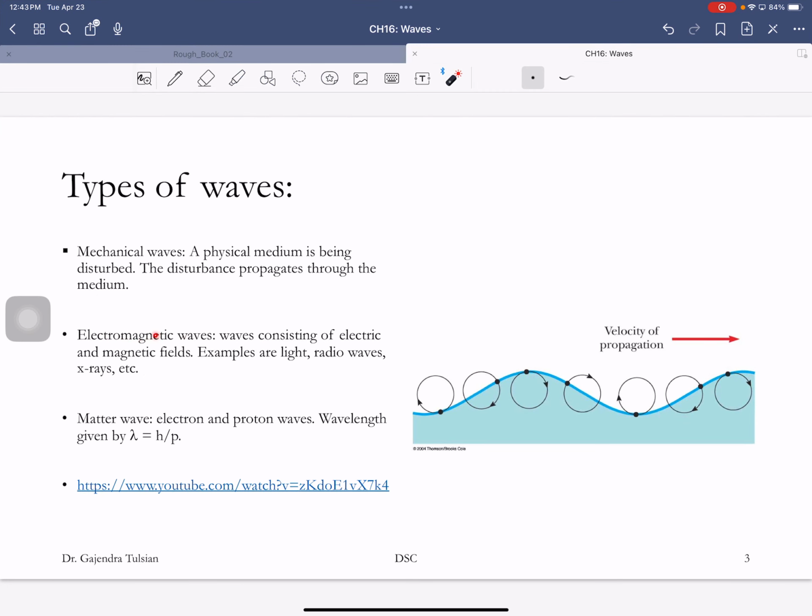Electromagnetic waves are waves that can travel through vacuum. And as the name suggests, those are waves that contain both electric and magnetic fields. And that you'll learn about in physics too.